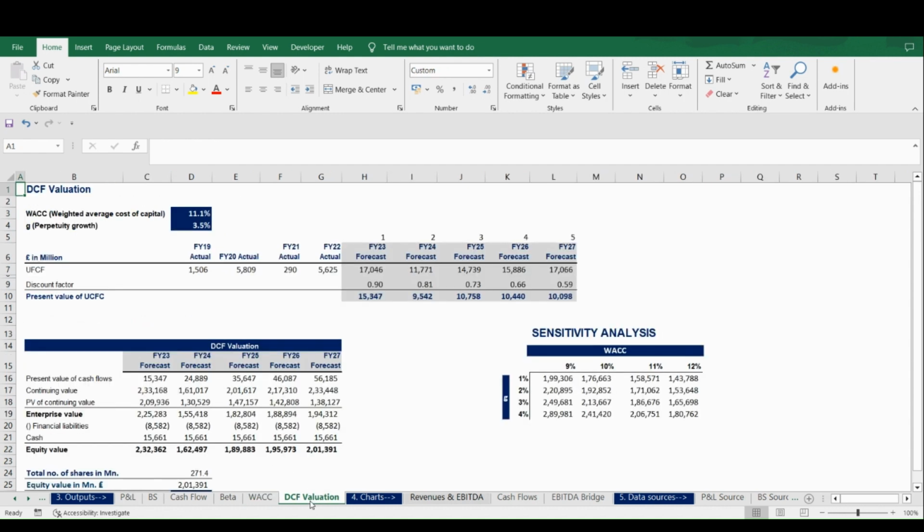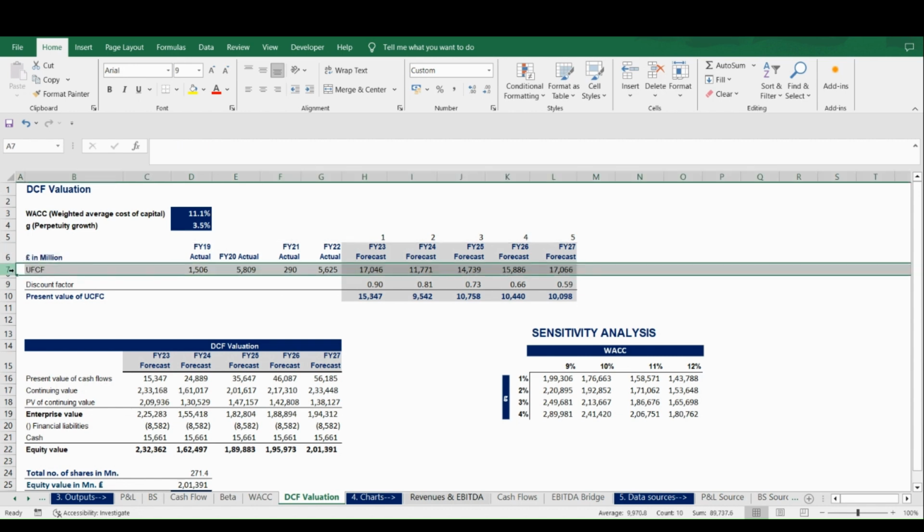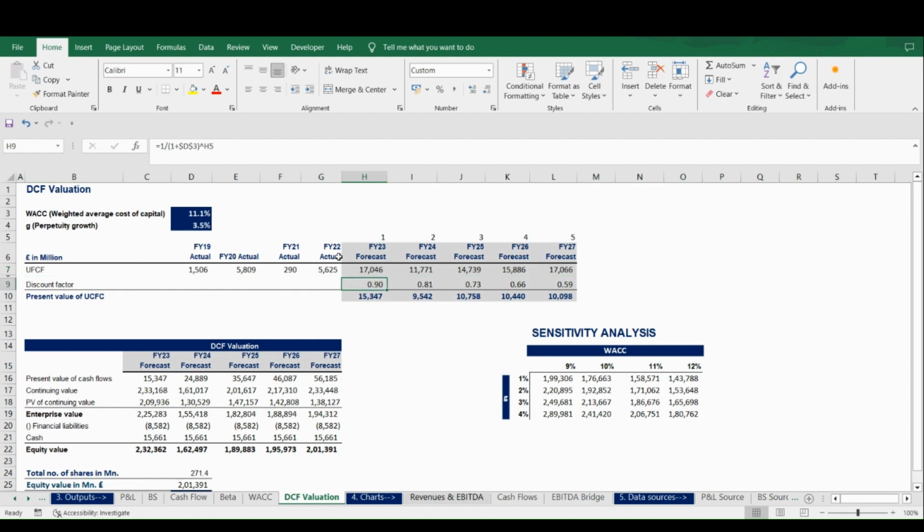In this sheet we are doing the valuation of the company. So these are the unlevered free cash flows that I was talking about a moment ago. These are the discount factors, which are calculated based on two variables. First is the weighted average cost of capital, which is equal to 11.1, we just calculated. And second is perpetuity growth, which is the rate at which we assume our company will keep on growing after the forecast period is over.